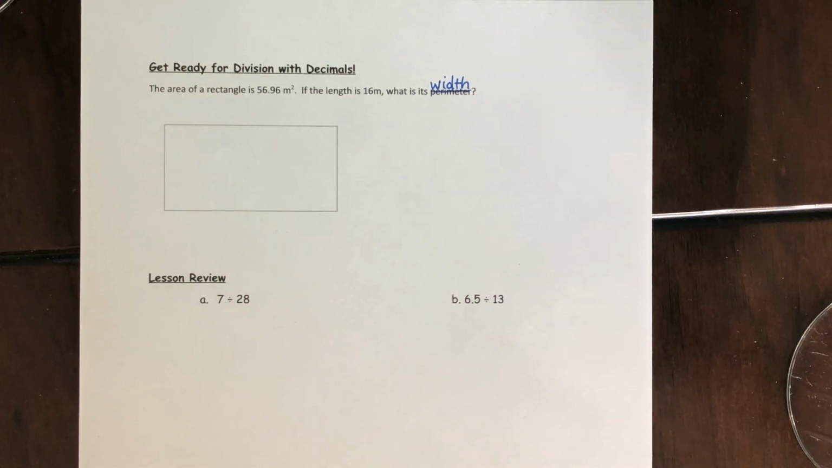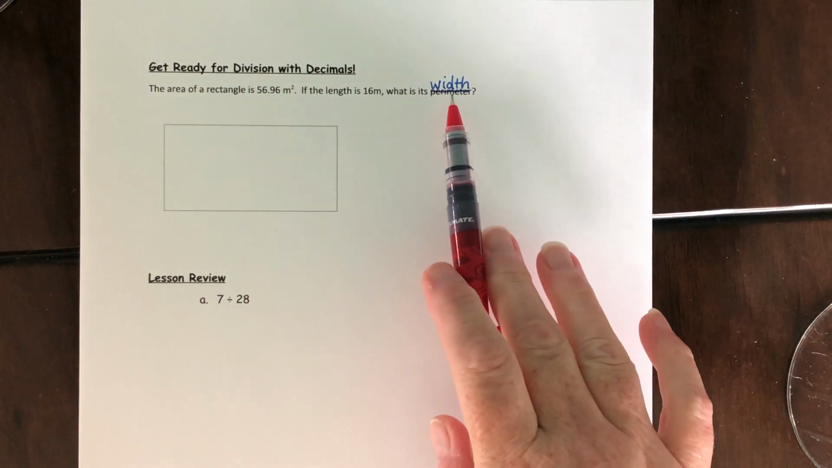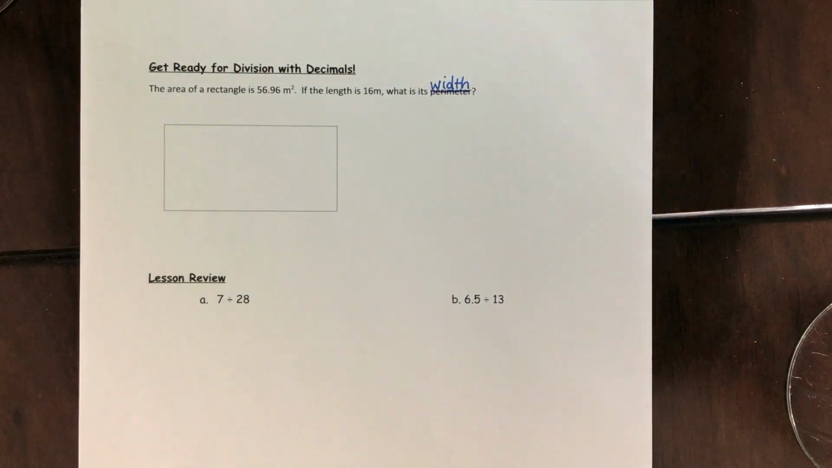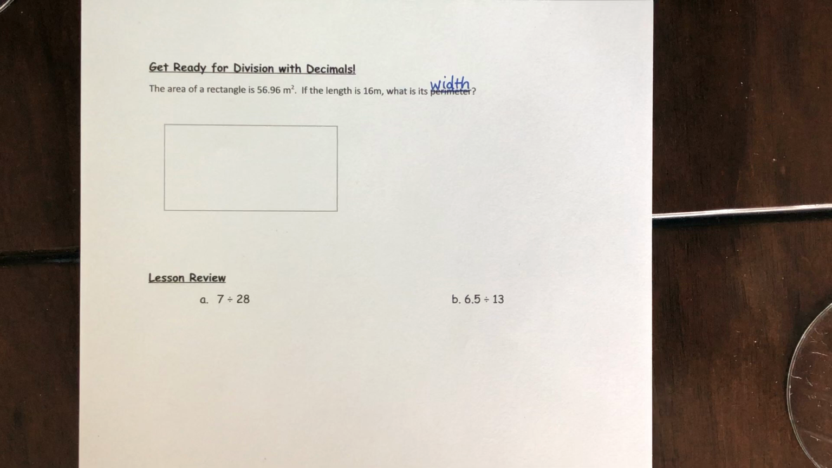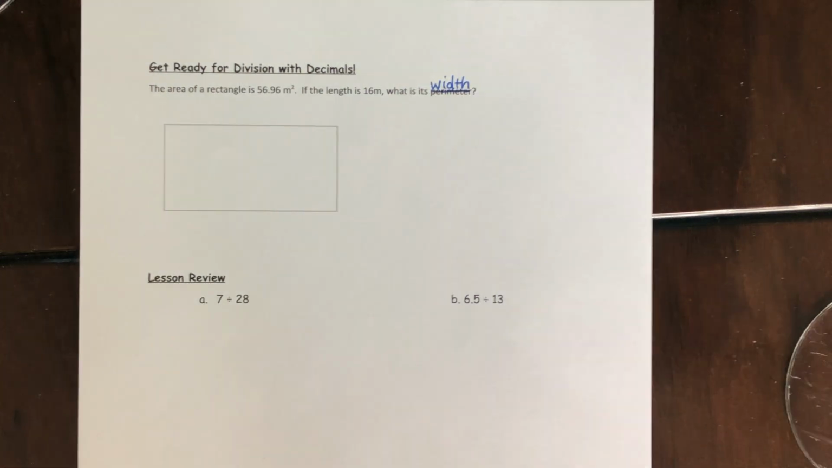For our get ready today, the problem says the area of a rectangle is 56 and 96 hundredths meters squared. If the length is 16 meters, what is the width? I made a quick correction on my copy. Right here, instead of perimeter, it should say width, and that is already corrected on the copy that we posted in Google Classroom. So let's go ahead and write down what we know.